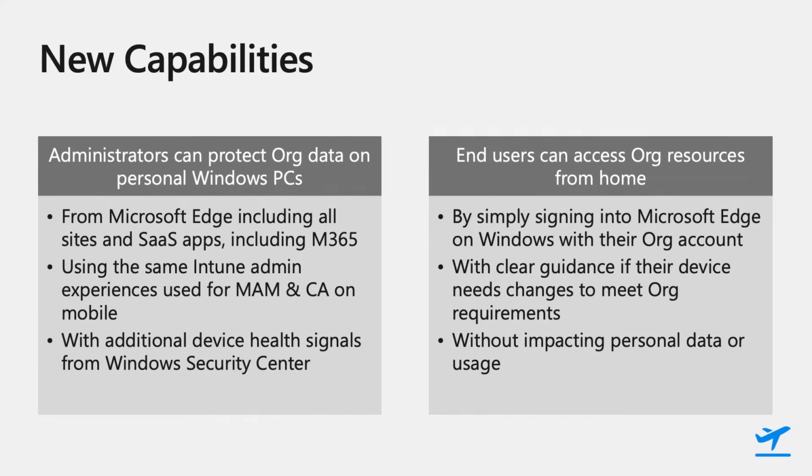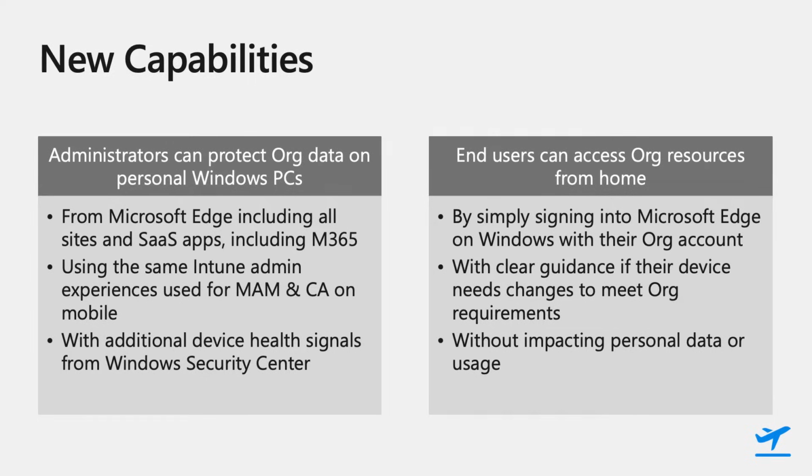From the admin controls perspective, we've exposed these using the exact same interfaces that you're familiar with from our mobile platforms, both for app protection, app configuration, and then conditional access. And finally, as noted, you can incorporate, using a connector to Microsoft Intune, the health signals that are coming from the Windows Security Center on the end user's personally owned Windows PC.